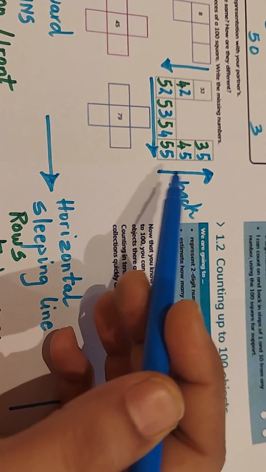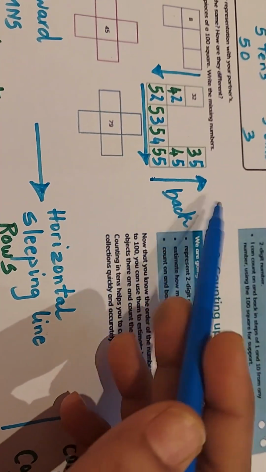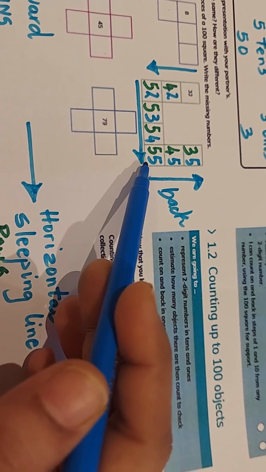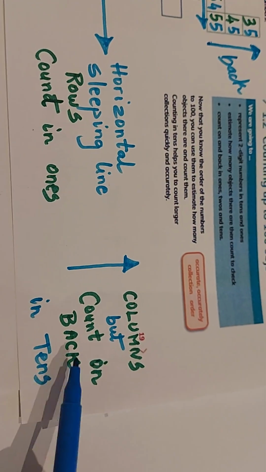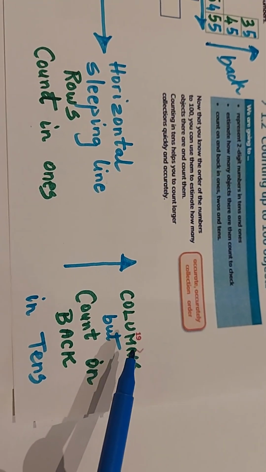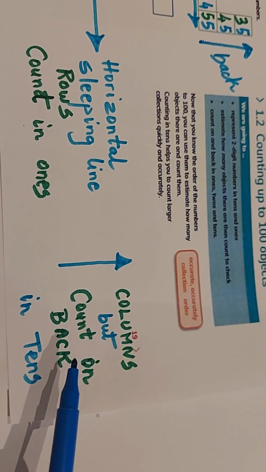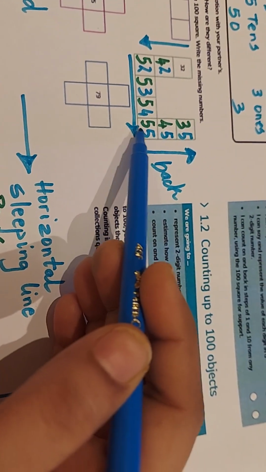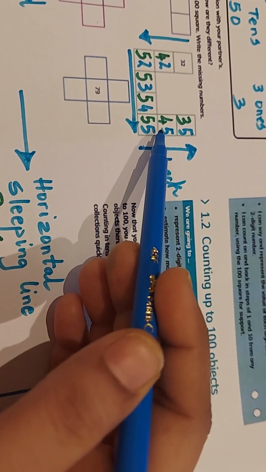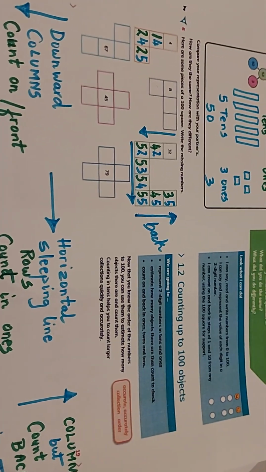Now this is a little bit tricky. Again, it's a column, but from 55, they have to figure out what comes before. So they have to count in tens backward. When the arrow goes up, again columns, count in tens, but they have to count back. So they have to figure out that before 55 comes 45, then comes 35. So it goes like this.